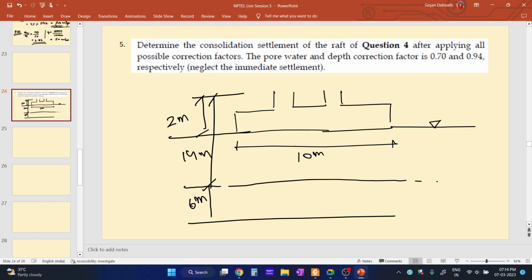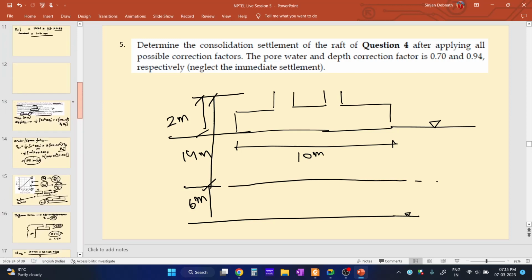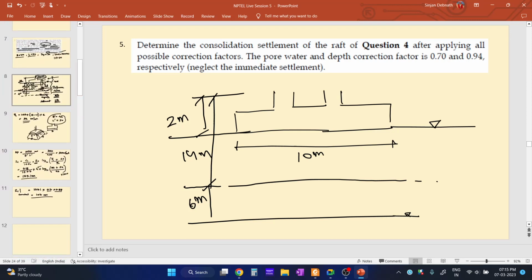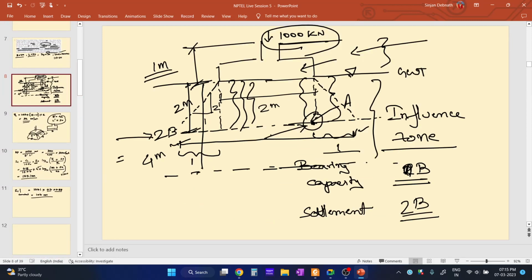So in this problem, what do we need to do actually? The hard stratum is below this 6 meter layer. Earlier we solved a similar problem. This problem is quite similar to that one.